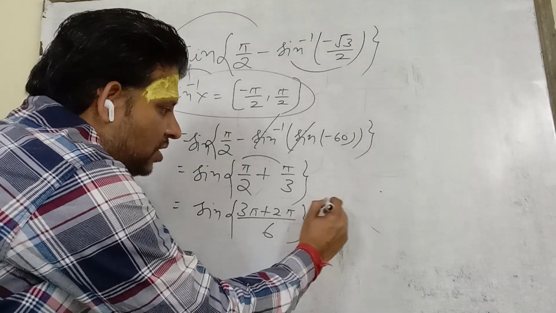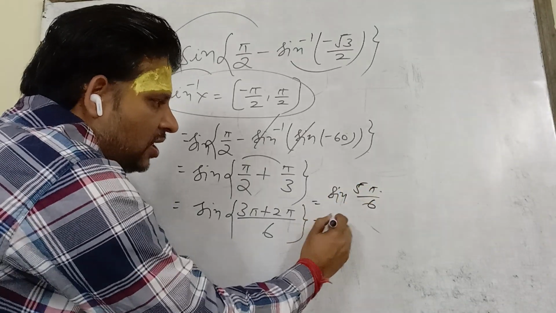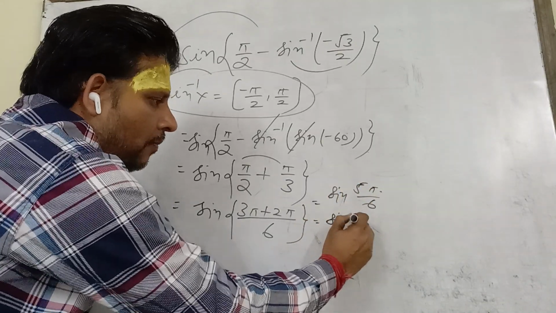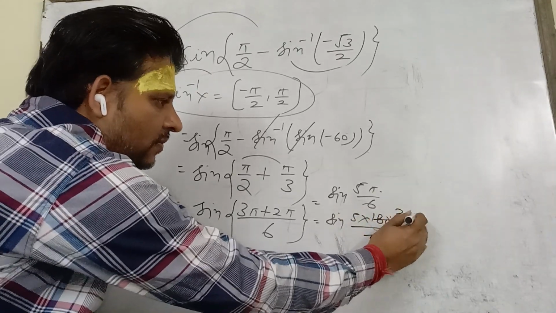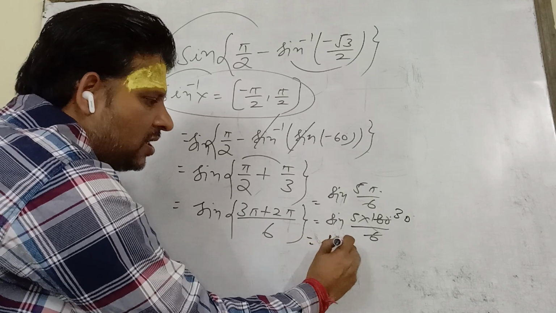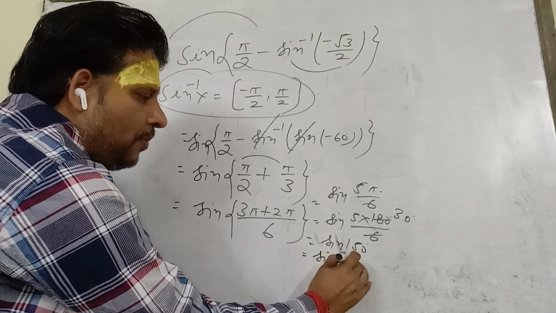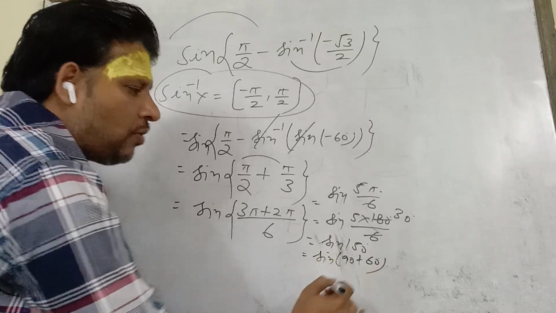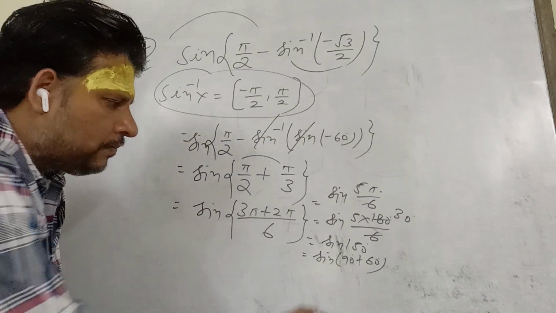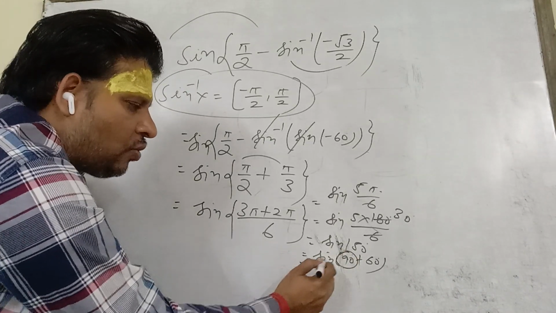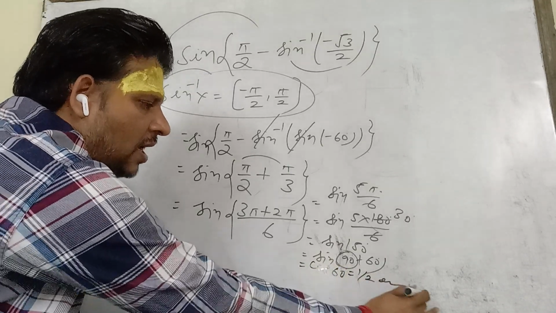So this becomes sin 5 pi upon 6, and this is the value of sin 5 into 180 upon 6, that is 30, 5 times 30 is 150. This is the value of sin 150, and you can also write 90 plus 60, because 90 plus 60 is 150. And sin of 90 plus theta lies in the second quadrant, so it is positive, and 90 changes into cos 60, and the value of cos 60 is half. This is the answer of this question.